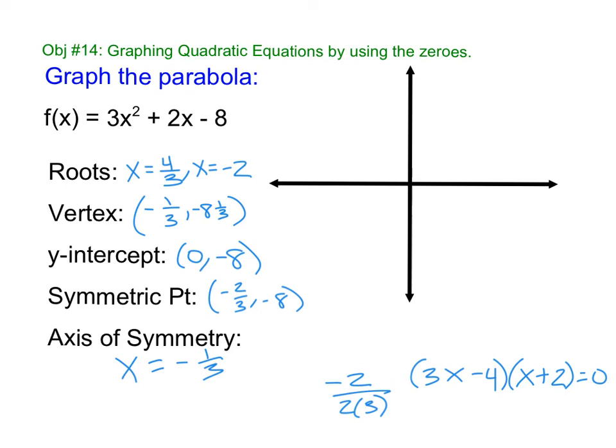All right, so my x values only have to go out to like 2. So 1, 2, 1, 2. And then down to -8. We'll do like -4. Yeah, that's good enough. All right, so the roots are 4/3, so that's 1 1/3, so like there. -2. -1/3, -8 1/3, so it's like here. 0, -8.